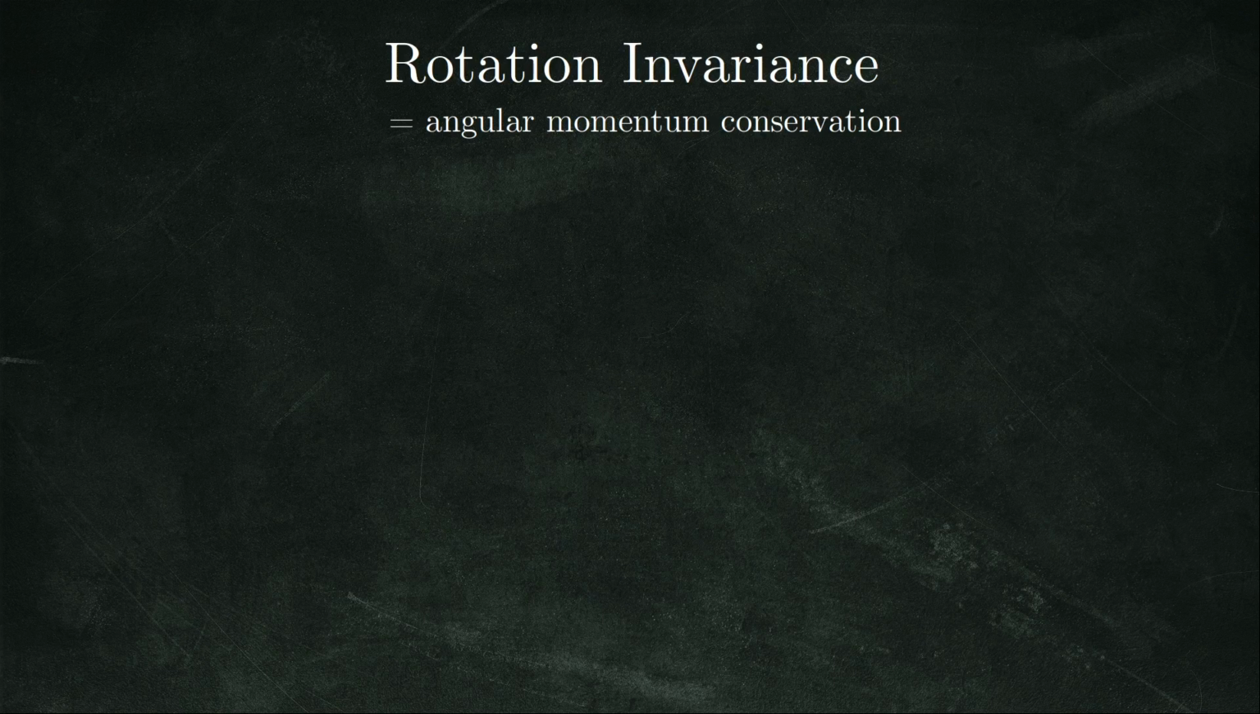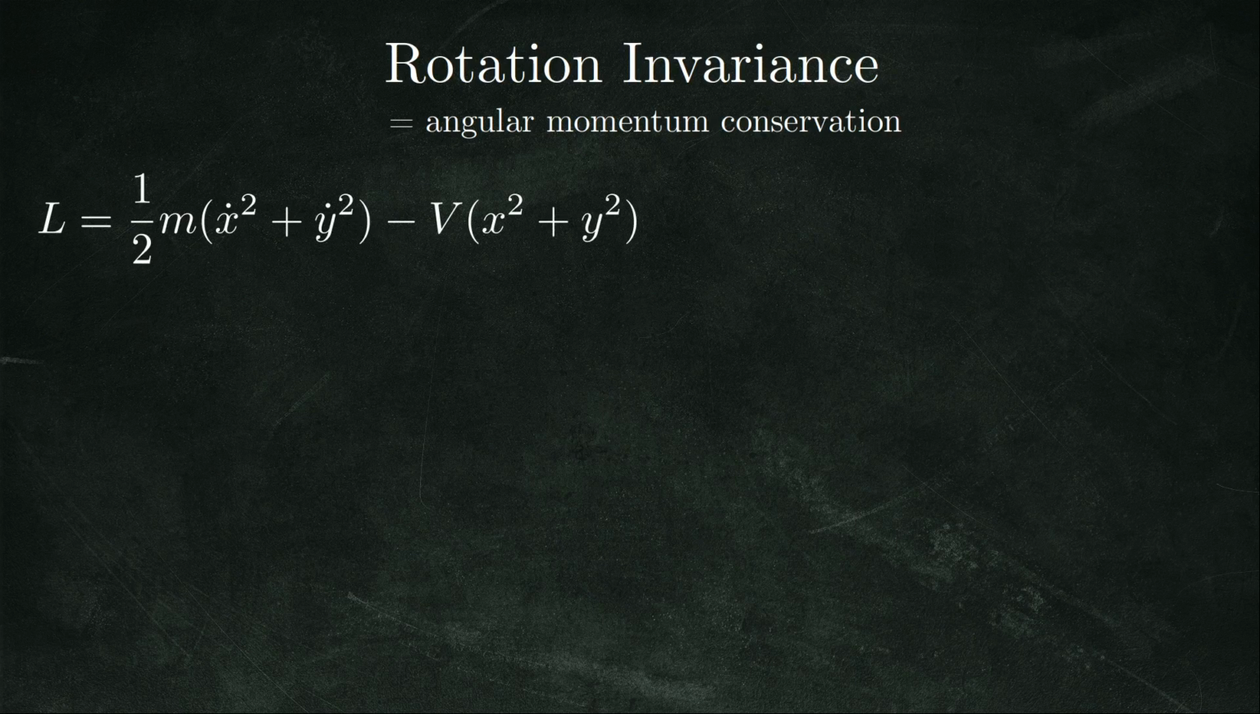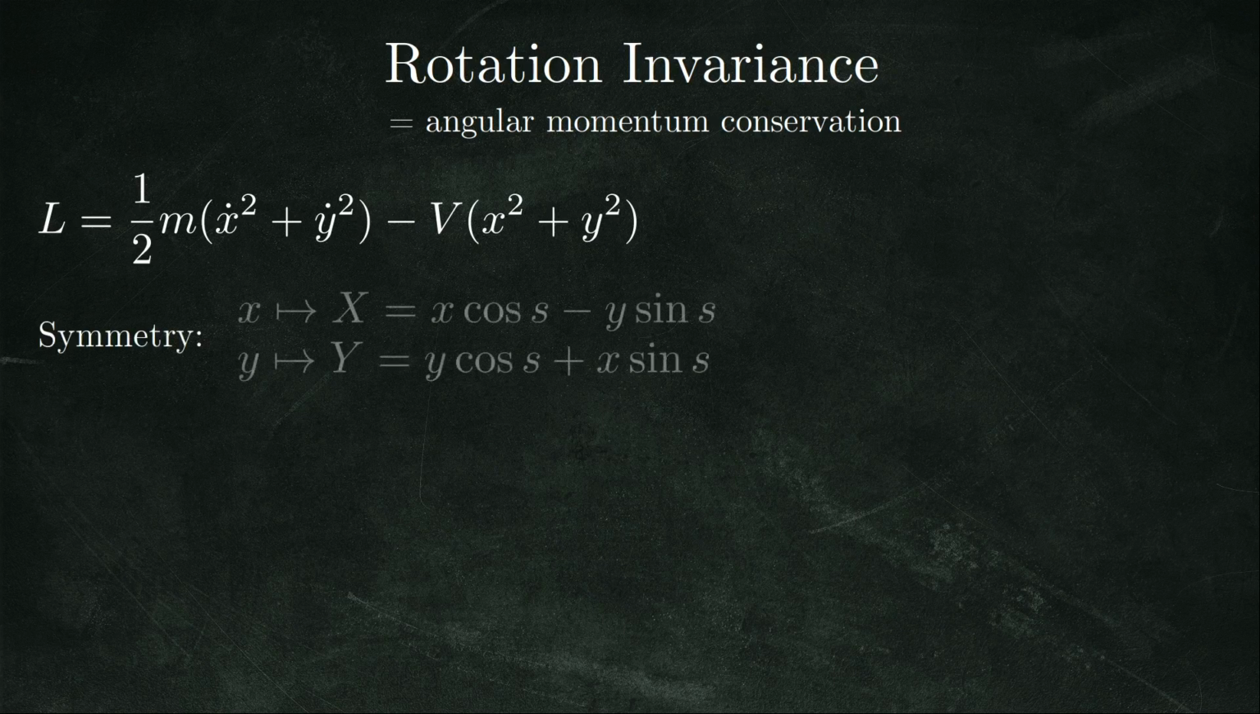So let's redo the example, but this time in Cartesian coordinates. So here's the same Lagrangian, but in Cartesian coordinates. And you see that the potential is still just a function of r. This r is now x squared plus y squared. Now the symmetry in this case is a rotation in the xy plane.